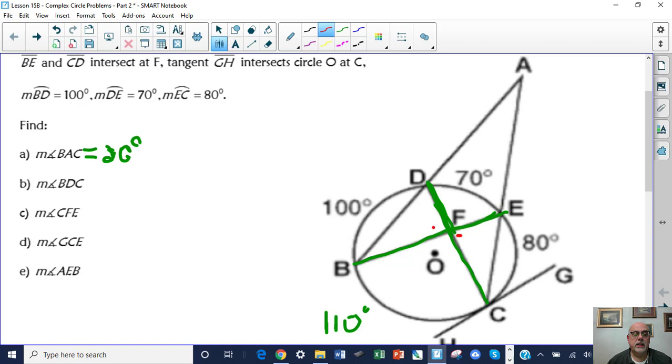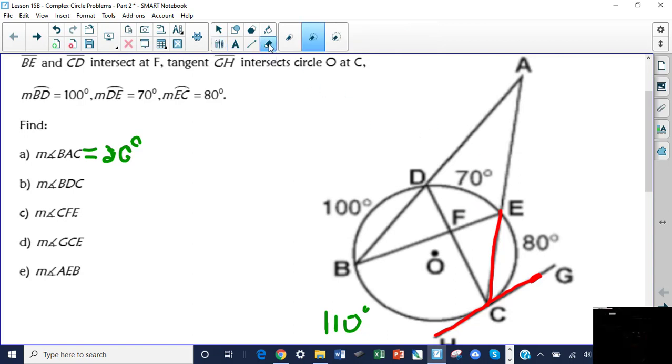Now let's look at angle GCE. Erase this again. GCE is down here. You have this tangent. CE is a chord. It's an angle formed by a tangent and a chord at the point of tangency, point C, where the tangent touches the circle. It's half of the arc. All right, so I'm going to let you solve those.